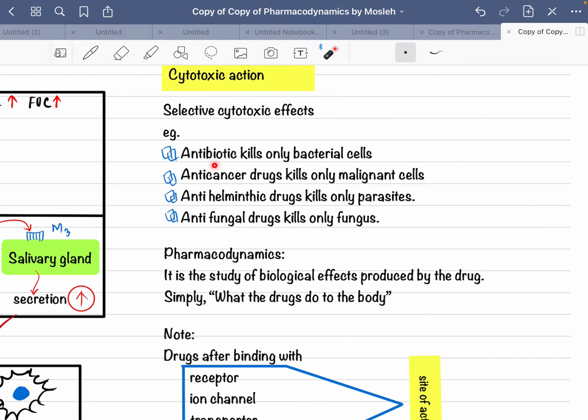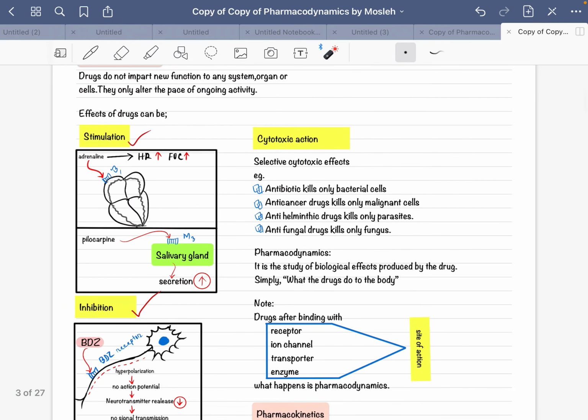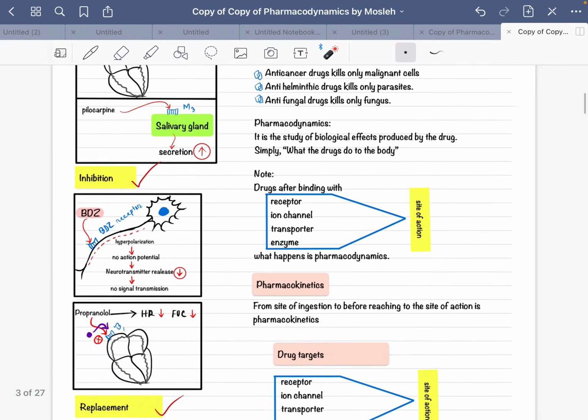Okay, so antibiotic will do harm to the bacterial cell, and anti-cancer drug will do harm to the malignant cell and as well as some good host cells. And another one is anti-helminthic drugs, antifungal drugs, all of these drugs will directly hamper the cell. They will try to kill the cells. So this is called the cytotoxic action of drugs.